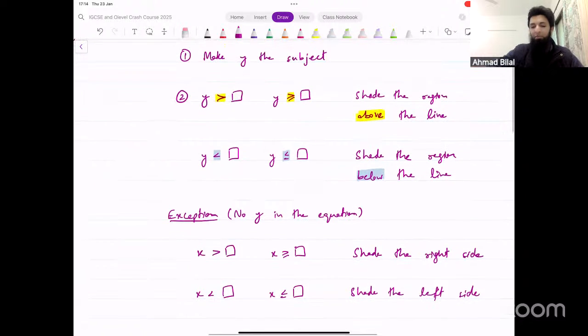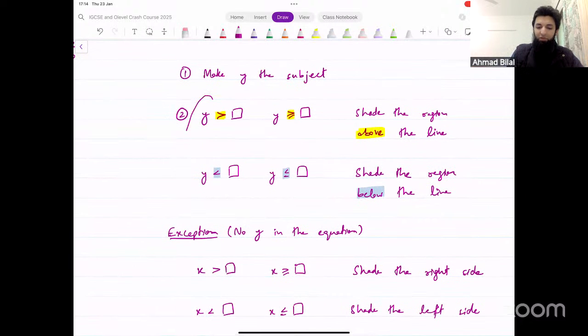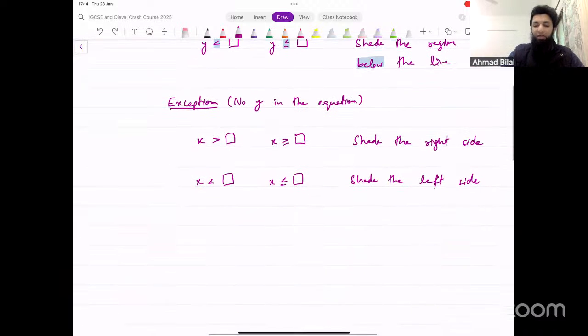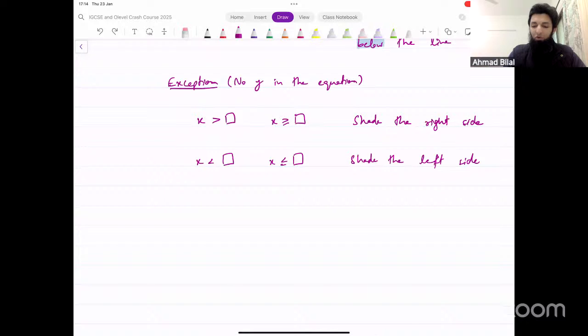In most inequalities, you would make y the subject. If it's a greater than sign or greater than or equal to sign, you would shade the region above the line. If it's a less than sign, you shade the region below the line. In some rare cases, there would be no y in the inequality. In that case, you shade the right side when it's a greater than sign, and you shade the left side when it's a less than sign.